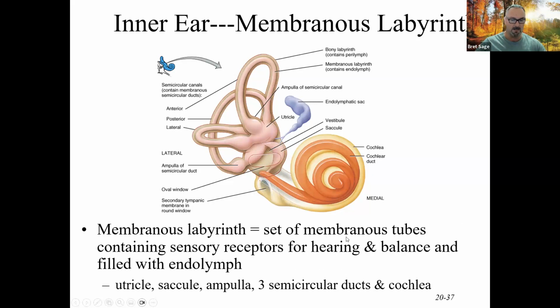The membranous labyrinth is a set of membranous tubes containing sensory receptors for hearing and balance, and are filled with endolymph. Perilymph is another name for it. Sometimes they give them different names depending on their location. So there's 3 different areas: the apical, saccule, and ampulla. 3 semicircular ducts and the cochlea all make up the membranous labyrinth.